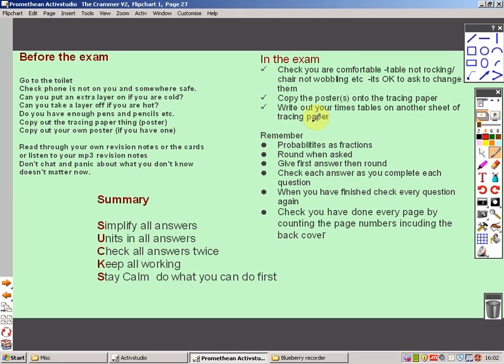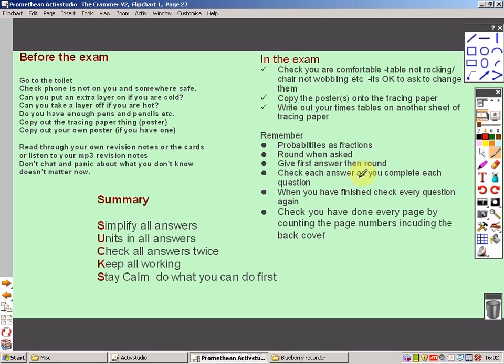As you're doing the exam, remember, probability is always written as a fraction unless it's obvious it's a decimal. Never, never, ever write 1 in 4 or 1 in 6 or 1 to 6. Always 1/4, 1/6, or maybe 0.25, 0.5. When you're asked to round an answer, round it. But first of all, give the original answer so you can show that you got your calculation right, and then they'll be marking the rounding.